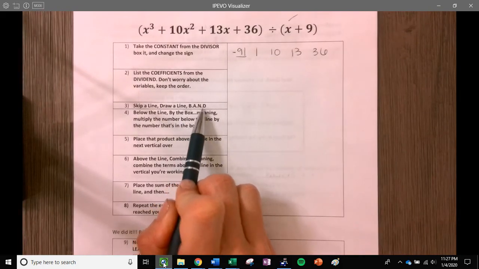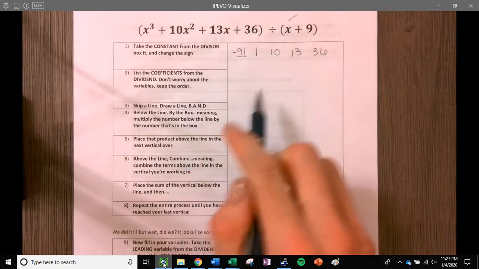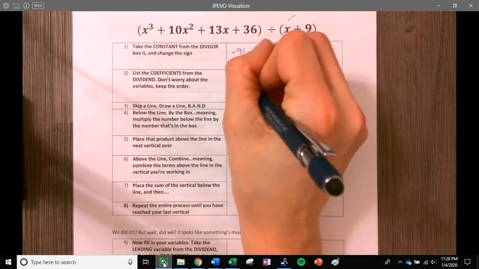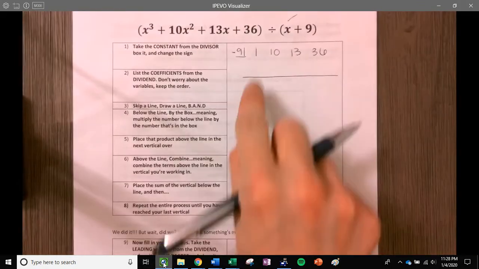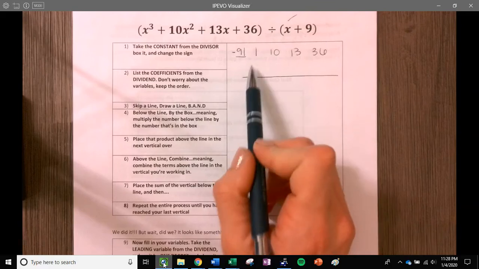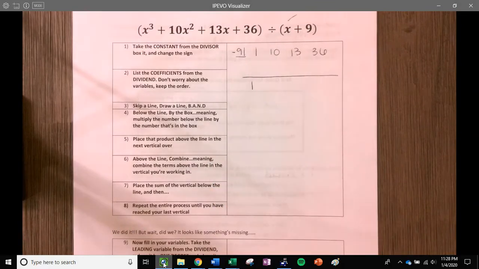But our next step is to skip a line, draw a line, bring a number down. That's what BAND stands for. So we are going to leave room here. We're going to skip a line. We're going to draw a line, and we're going to bring this 1 down underneath the line. Skip a line, draw a line, bring a number down.